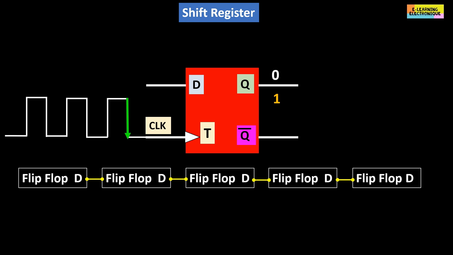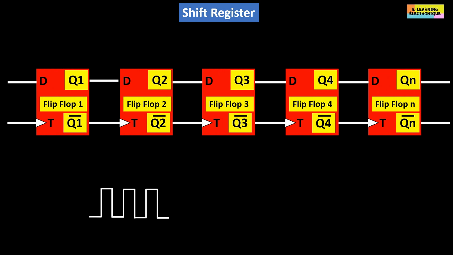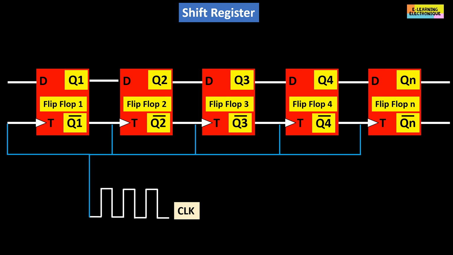Here is the table of operation of a D flip-flop. When the input D value is 0, the up arrow means rising edge of the clock. The output Q will be equal to the input, so 0, and Q bar is the opposite, it will be 1. When D is equal to 1, Q will be equal to 1 and Q bar will be at 0. The configuration of the shift register is done according to this diagram. Several flip-flops are connected in series. The output of each flip-flop is connected to the input of the next flip-flop.